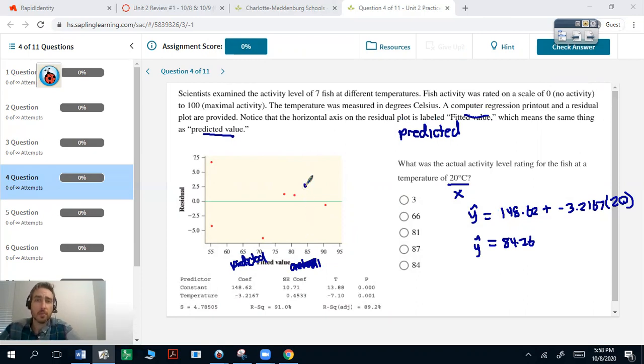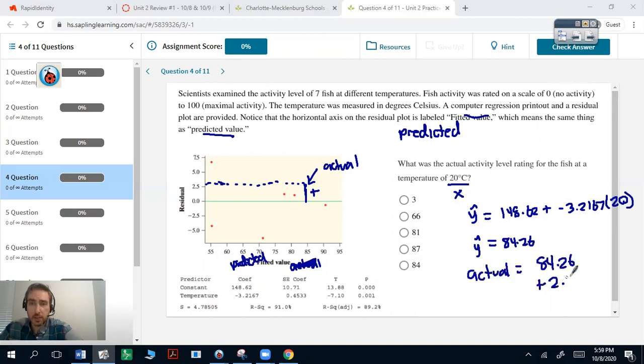And that point has a positive residual. So the actual value is going to be however much that is above the line. If I look over here, it looks like it's about 2.5 units higher than that. So my actual will be 84.26 plus, we'll just say 2.5. Now if you add those together, that's going to give you about 86.76. The closest thing we have to that is 87, so that's going to be your best answer for this problem. So 87 would be the actual activity level rating for that fish.